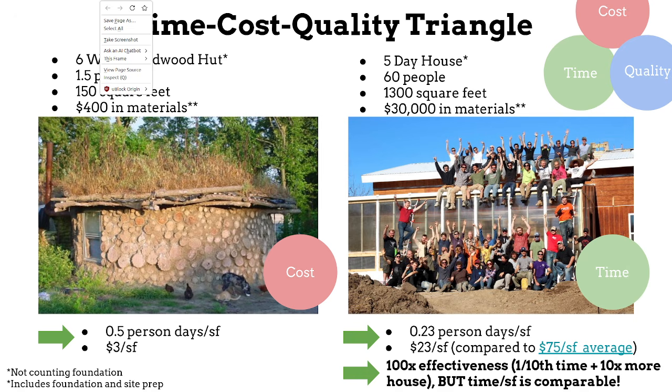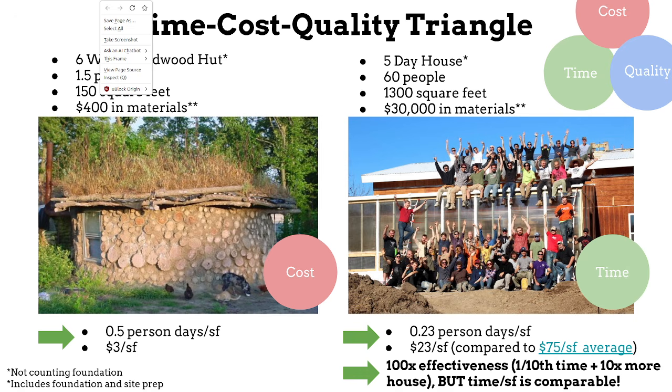But look at the figures. In terms of efficiency, it's actually quite similar. It was twice as efficient, like 0.2 person days per square foot, if you just look at the numbers. That's the amount of person days it takes to build each square foot of living space. So in one day, you've built 2 square feet. Look at this, it's 100 times more effective: 1/10 the time, 10 times more house. But the time per square foot is actually comparable.